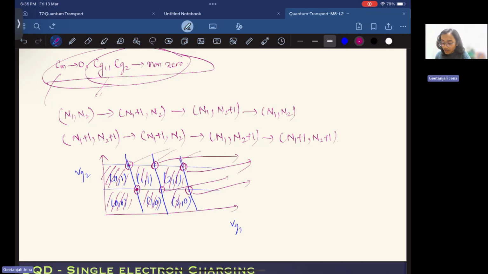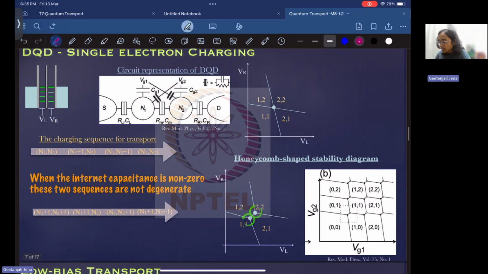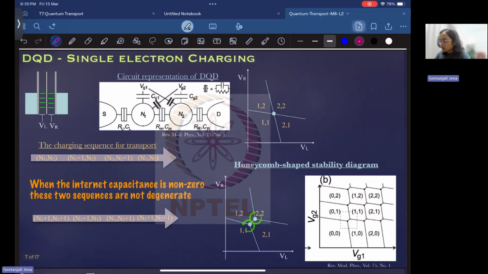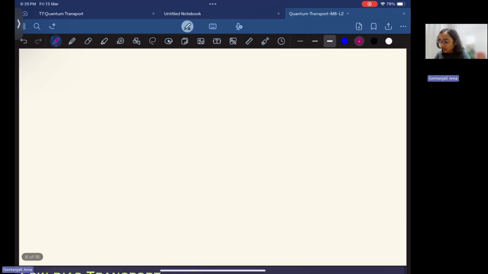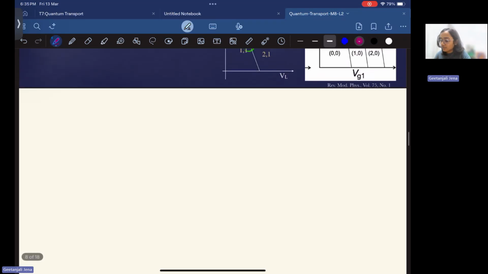So this is for the case where we have Cg1 and Cg2 non-zero. In the last case for the low bias condition, we have seen a more realistic case. So instead of assuming that one is non-zero but this one is zero, now we have all these, Cg1, Cg2, also Cm, non-zero.